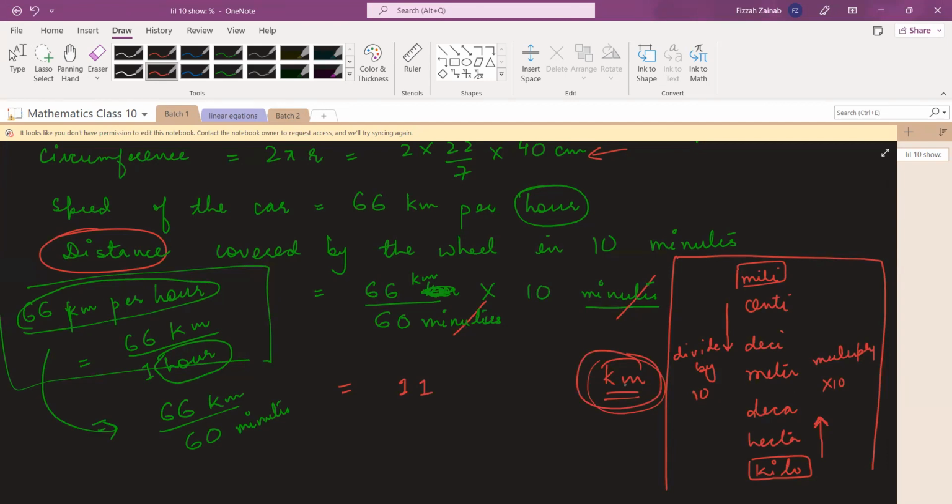So this is 11 kilometer, and you have to go to centimeter. Now see, start counting. One step means you are multiplying by 10. 1, 2, 3, 4, and 5 steps, you have to reach here. That means you are going to multiply by 10 to the power 5. So this will be 11 into 1 and then five zeros. Now the answer will be in centimeter. So you have converted kilometer into centimeter.